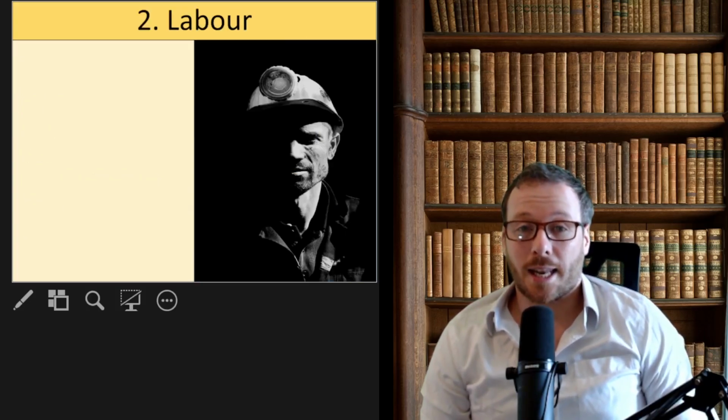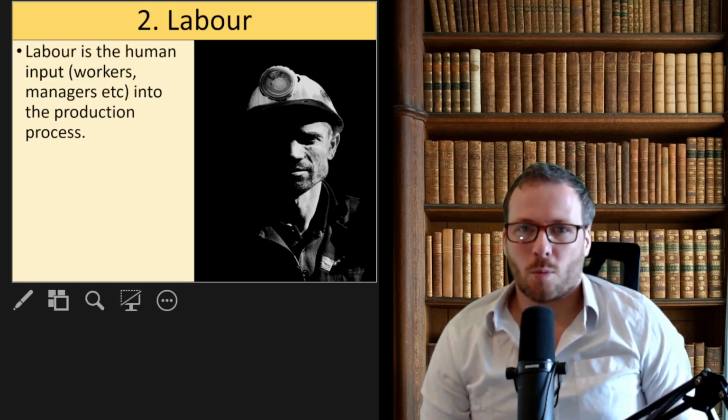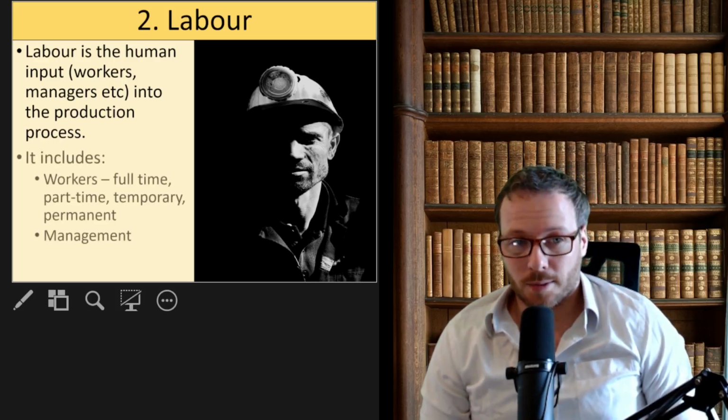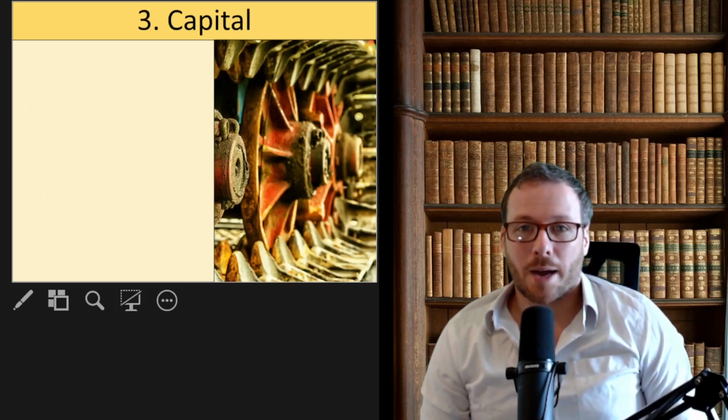The next one is labor, as beautifully depicted by the half-shaded coal miner. These men are the backbone of society in the 1950s, or were the backbone of society. It's the human input. What do we put in as humans into the organization? So we have the natural stuff, we have the human input, and what's next? Man-made tools used for production, capital.